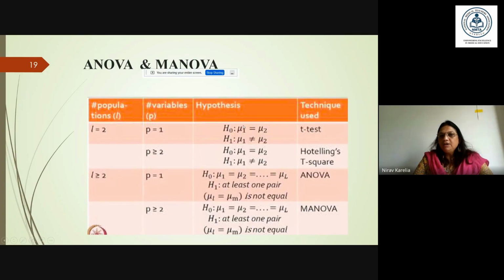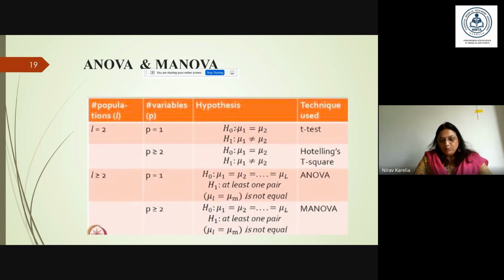Now the important thing is the hypothesis. What is the hypothesis? For all the statistical tests we apply, ultimately what we conclude, depending on the significance level, is a statement about the hypothesis: either I accept the hypothesis or I reject the hypothesis.